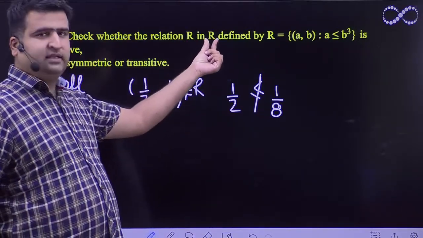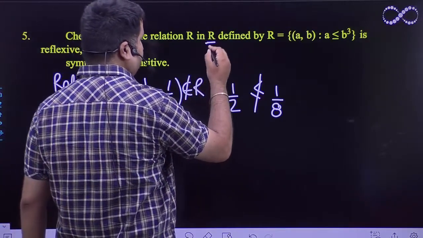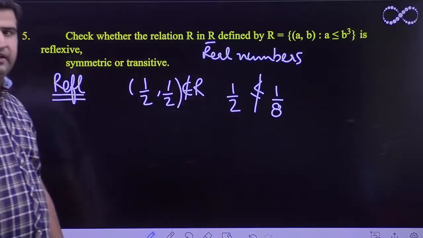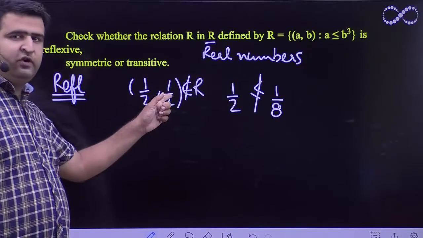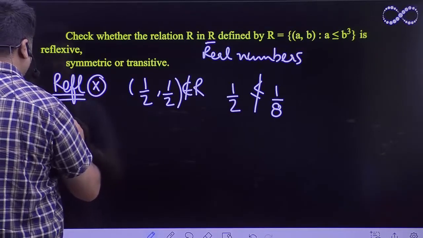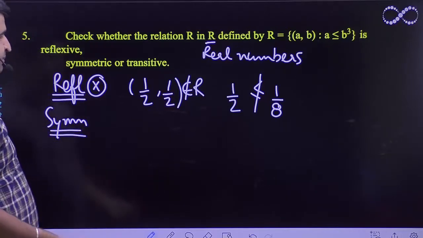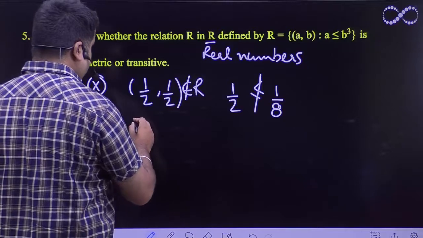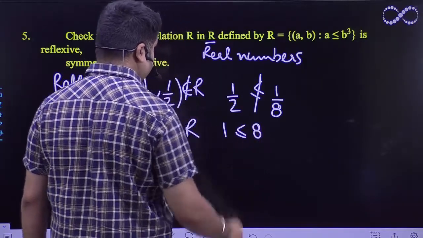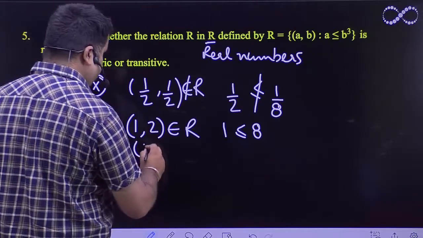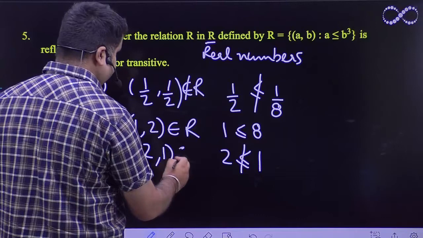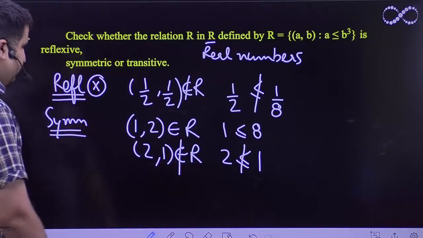Now this relation R is in R, which means this R means real numbers. So we have to check for all the real numbers: negative, positive, fractions, all real numbers. So one example we had in which this is not satisfying. Therefore, this is not reflexive. Let's check for symmetric. It's pretty simple for symmetric as well. Let's suppose we have (1, 2). Now this belongs to R since 1 is less than equal to 8. Similarly, if I see (2, 1), then 2 is not less than equal to 1, which means this does not belong to the relation. Therefore, this is not symmetric.